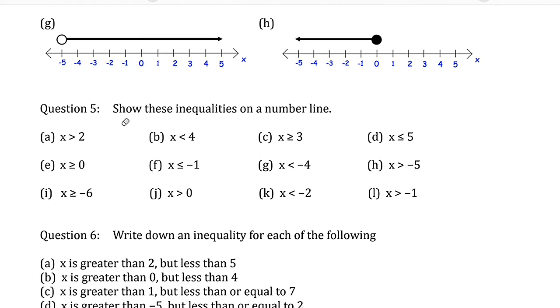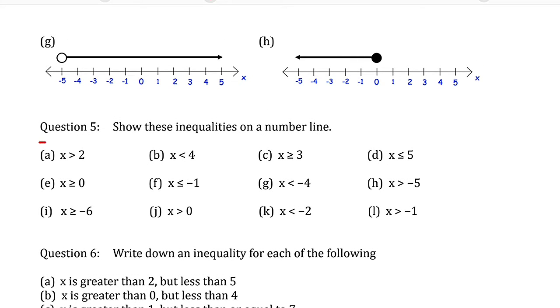Question number 5. Show these inequalities on a number line. We don't have a number line here, but I will create one. Suppose we have a number line like this, and this is just x greater than 2. It is going to be an open circle, and it is going to begin at 2. Suppose we have 0 here, 1 here, 2 here, 3 here, we have a lot of numbers. So under 2, you create an open circle, then you draw an arrow to the right to indicate greater than. So this arrow indicates x is greater than 2.